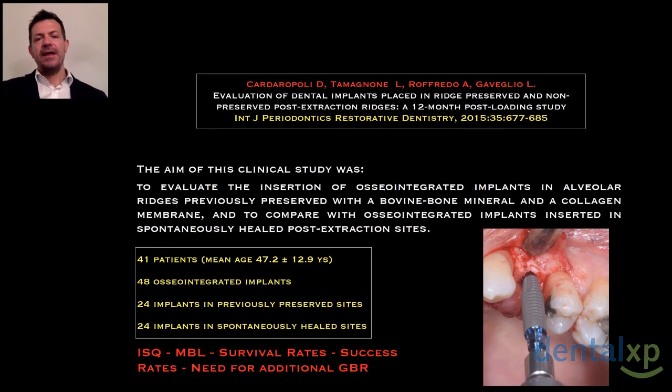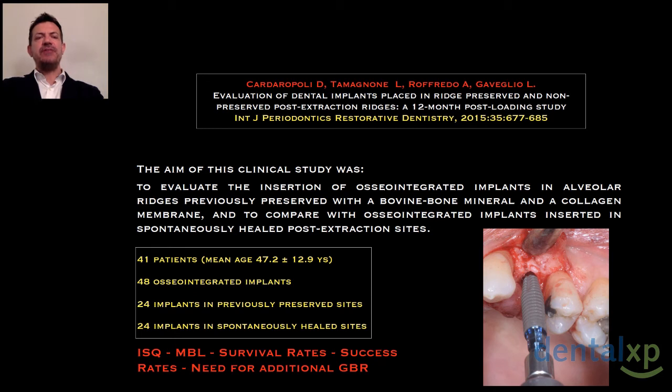That was published in 2015, in order to evaluate the insertion of osseointegrated implants in alveolar ridge previously preserved with a bovine bone mineral and collagen membrane, and to compare with osseointegrated implants inserted in spontaneously healed ridge.